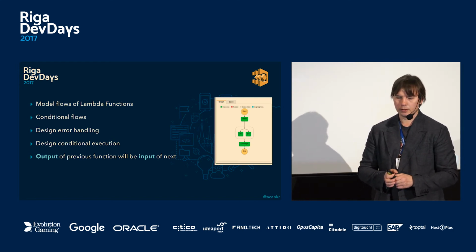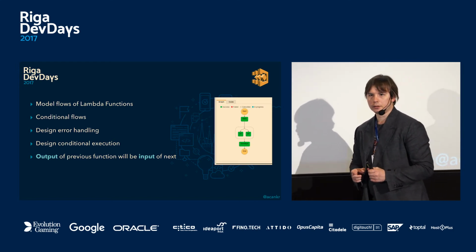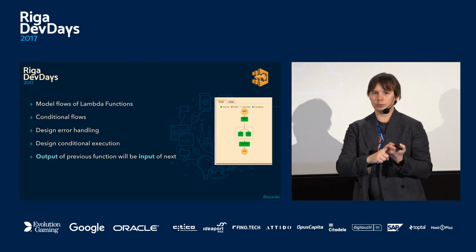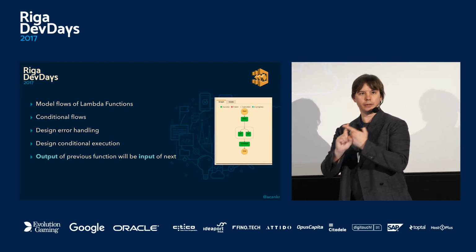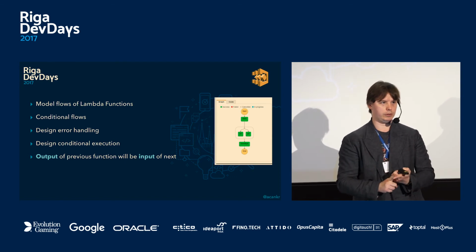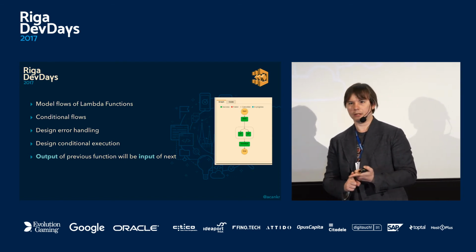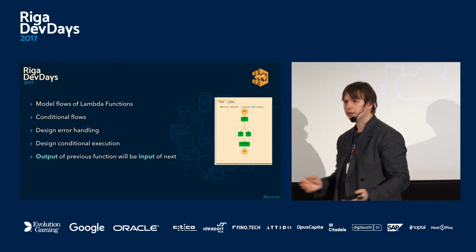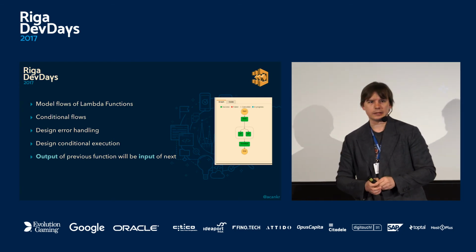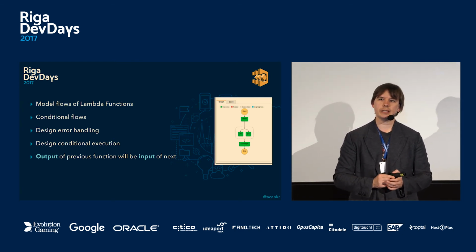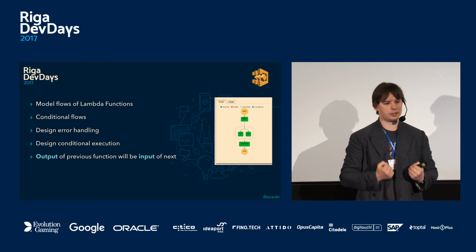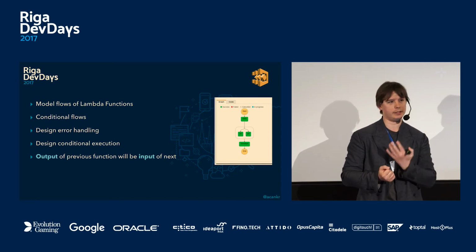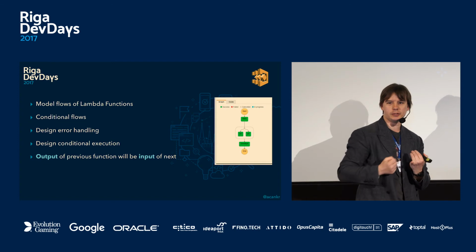But there is one limitation: the input for the Lambda function will be the output of the previous one, without any encoding. So this is how you basically need to guess that you have been called from a Step Function Lambda, and not from API Gateway, which requires a specific response.